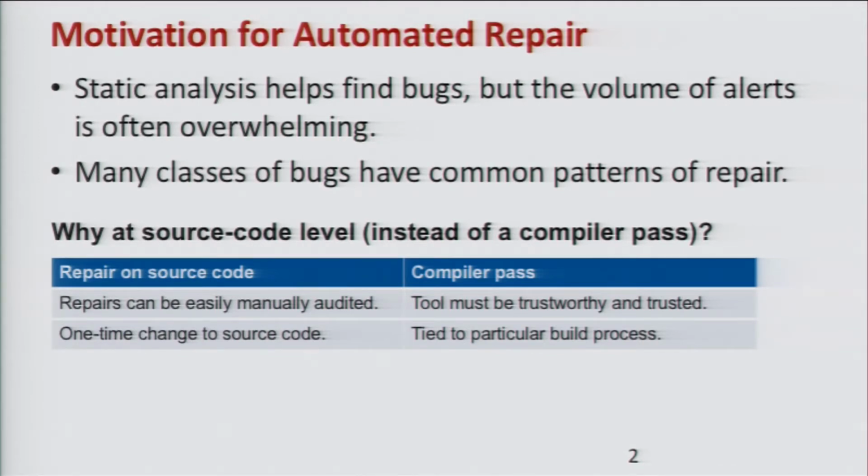for automated repair. So, why would you want to do repair at the source code level as opposed to using a compiler pass? That is, of modifying the compiler to repair the code as you're doing the compilation, which is generally an easier process than repair at the source code level. One answer, and in fact I think the most compelling answer, is that repair at the source code level can be manually audited and, if necessary, tweaked for performance.